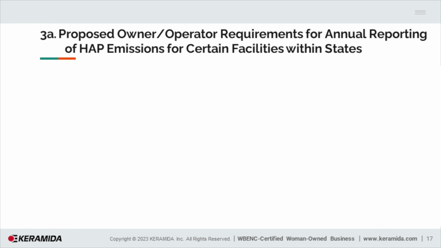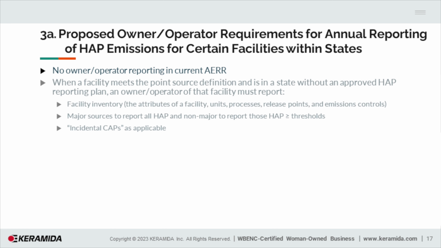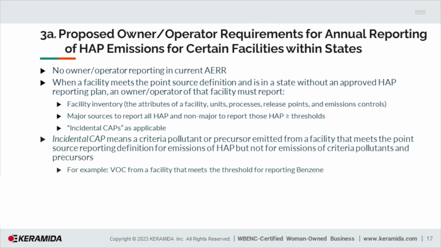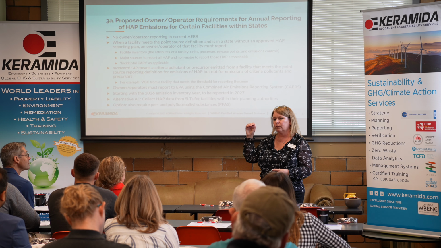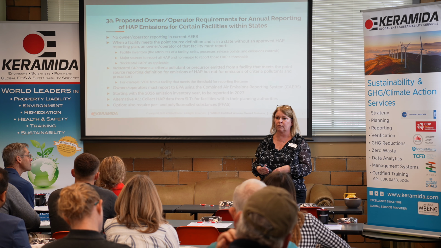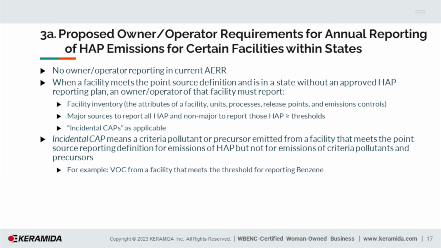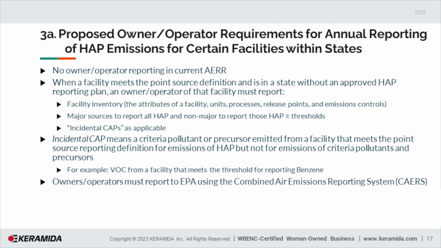Okay, so the HAP emissions. Right now there's no requirement in the rule to report your HAP emissions. What's changing is if the facility is a Title V source, then they're going to have to complete their facility inventory and include all of their HAPs. If there's incidental criteria or precursor pollutants that are associated, then they'll have to report that as well. An example would be if you have emissions for benzene that are above the thresholds, then you would have to report the benzene emissions, but you would also have to report the VOC emissions. You're going to report using the Combined Air Emissions Reporting System, and that'll start in 2027.